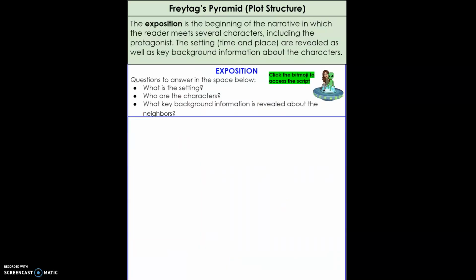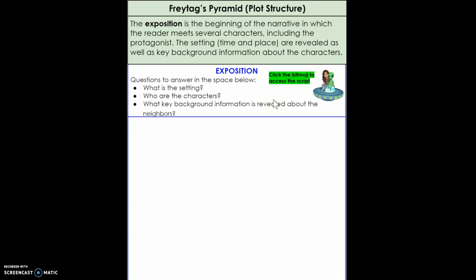So exposition is the beginning of a narrative in which the reader meets several characters, including the protagonist. Now, for The Monsters Are Due on Maple Street, we don't really have any particular protagonist. The closest would probably be Steve. So you're going to be focusing on all of the characters. In the exposition, we also have the setting, which is the time and place. And we also find out key background information about our characters.